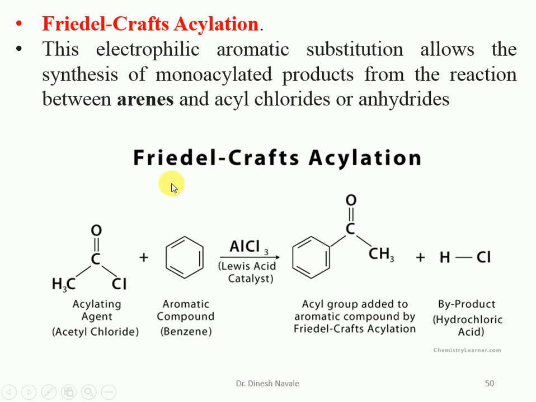So this is the example. This is the acylating reagent, an acid chloride, with an aromatic compound like benzene and AlCl3, aluminum trichloride, a Lewis acid catalyst, which will give the acylated aromatic ketone. So this reaction is called what? Friedel-Crafts acylation, because it is an acylation of the ring.